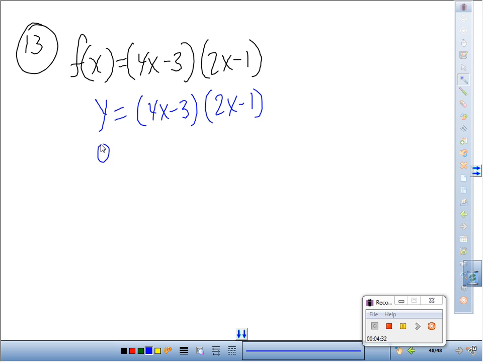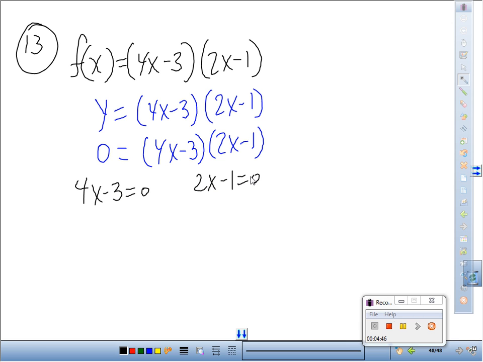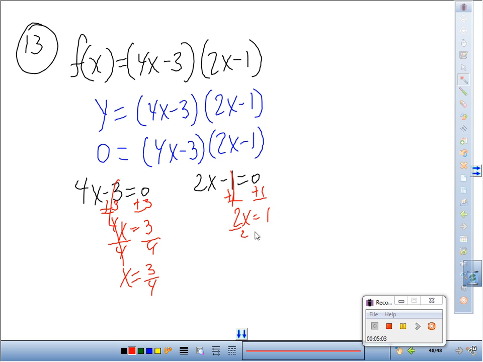And from there we substitute 0 for y. We set each factor equal to 0. Since it's already factored, 4x minus 3 equal to 0, 2x minus 1 equal to 0. Let's solve for the variable. Add 3, 4x equals 3, divide by 4, x equals 3/4. Plus 1, 2x equals 1, divide by 2, x equals 1/2. And let's write all the names.